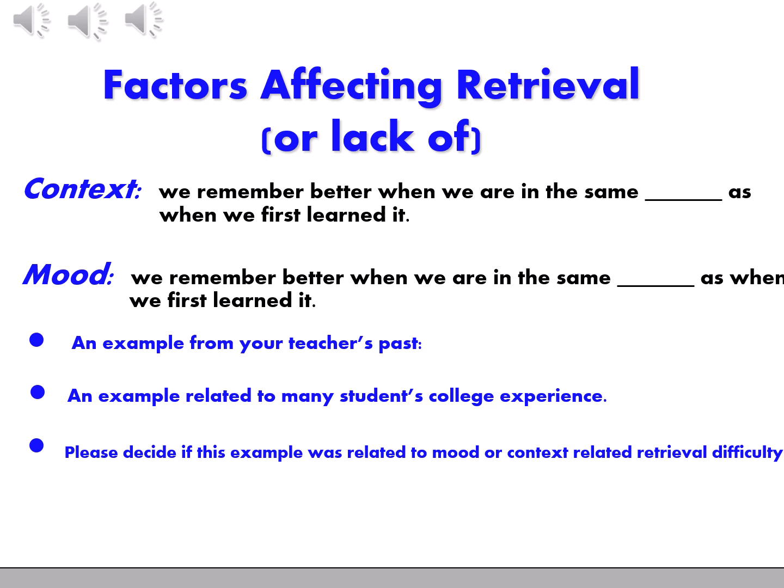Now, on tests, I would not be so kind as to use the words context and mood. So I would use a synonym. So perhaps take a moment to consider a different way of saying the word context. So when we're in the same context, how else could you say it? Maybe setting, maybe environment. Let's consider now mood. How could we say mood differently? Perhaps the same emotional state.